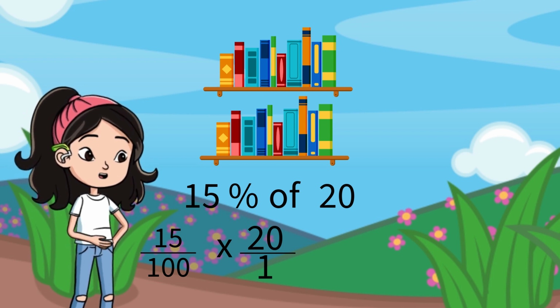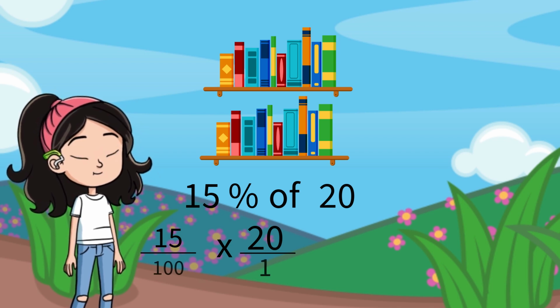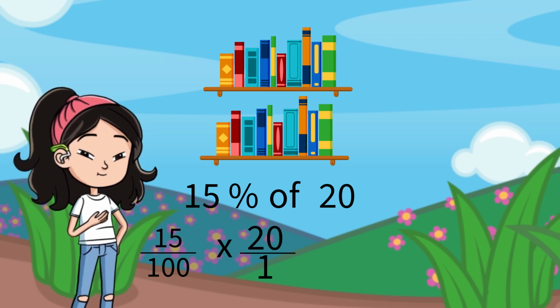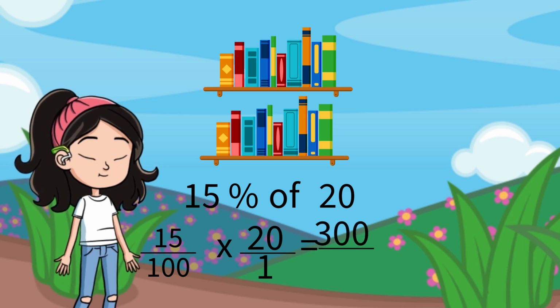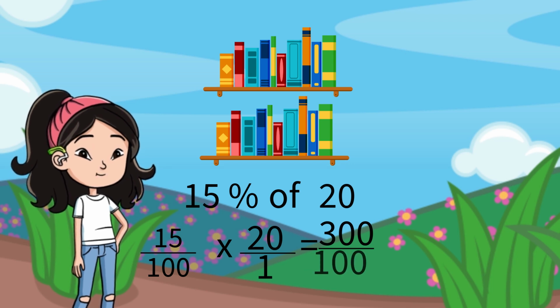Now we can multiply both numbers by just multiplying our bottom numbers together. Then multiplying our top numbers together. 15 multiplied by 20 is 300. And 100 multiplied by 1 is 100.